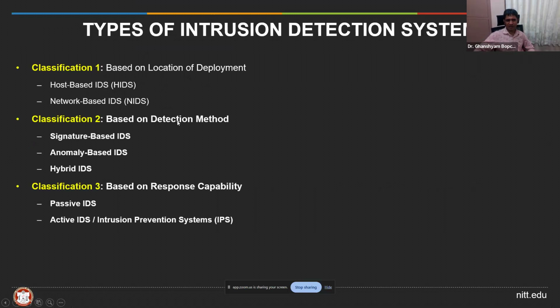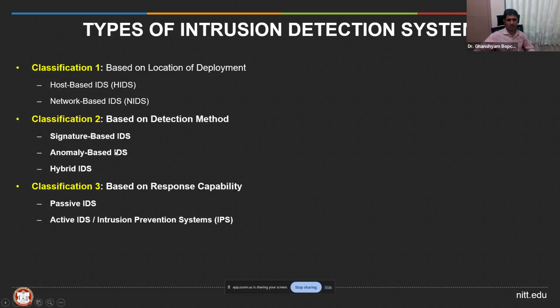Based on the detection method, if you are employing the signatures of malware or attacks which have already happened, and you are using those signatures to detect the attack, then that is a signature based IDS. But these signature based IDS may not work for a new type of cyber attack. So then there will be anomaly based IDS.